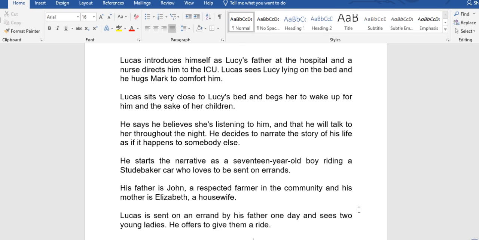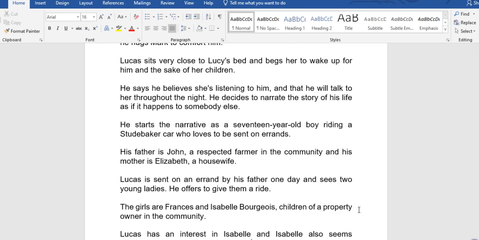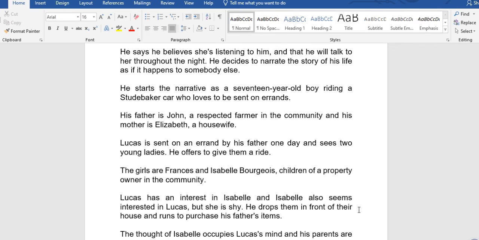He says he believes she's listening to him and that he will talk to her throughout the night. He decides to narrate the story of his life as if it happens to somebody else. He starts the narrative as a 17-year-old boy riding a two-wheeler car who loves to be sent on errands. His father is John, a respected farmer in the community, and his mother is Elizabeth, a housewife.